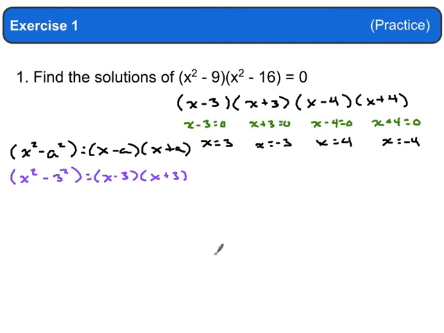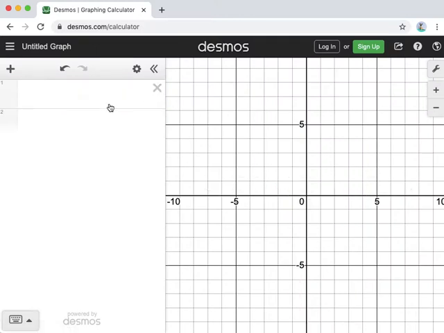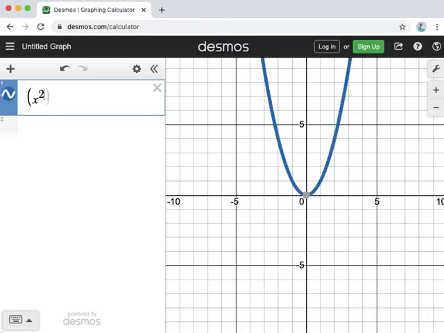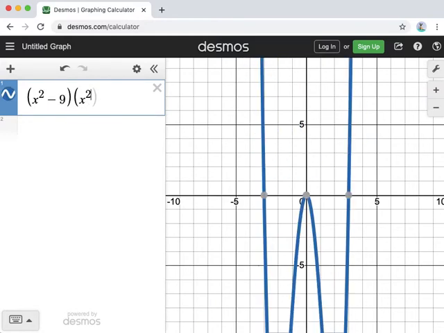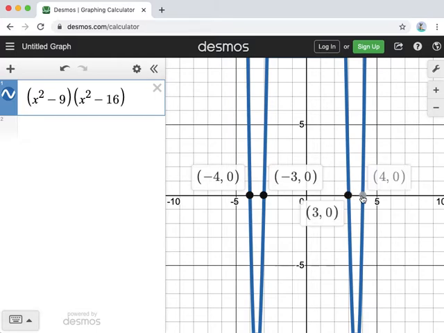Again, if we wanted to verify that with our graph, we can. So we'll take this one off. We can write x squared minus 9, and then x squared minus 16. These are our solutions: -4, -3, +3, +4. Looking at it from a graphical perspective.